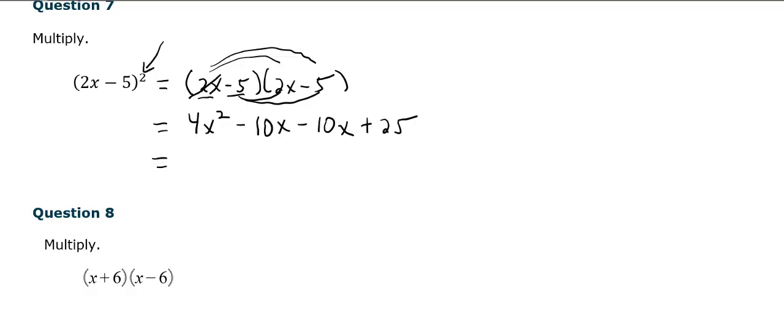Our last step is to collect the like terms. So we would have 4x squared, and negative 10 and negative 10 give us negative 20. Notice this remains just x plus 25.